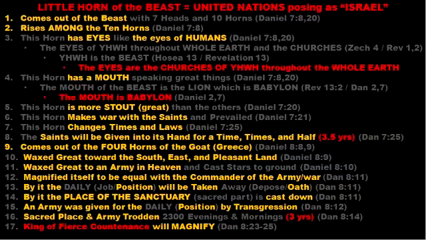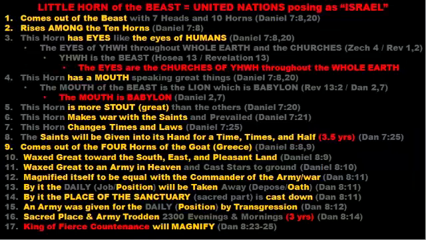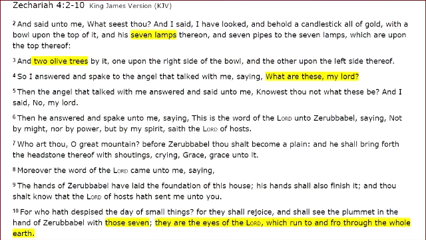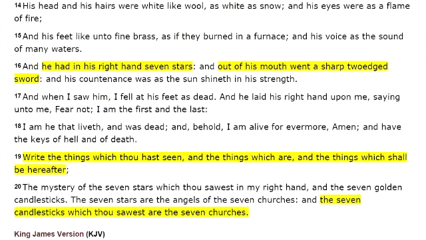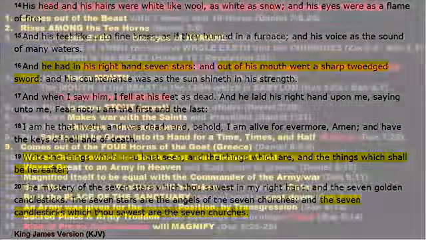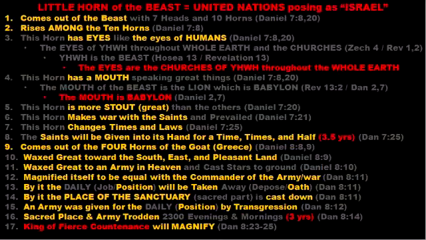The eyes of the little horn are explained in Zechariah 4. It says there are 7 lamps or candlesticks, and they are the eyes of the Lord, which run to and fro throughout the whole earth. We're told in Revelation 1 that these 7 candlesticks refer to the churches. So the 7 candlesticks are both the churches and the eyes of the Lord throughout the whole earth. So the eyes refer to the churches of the Lord throughout the whole earth.